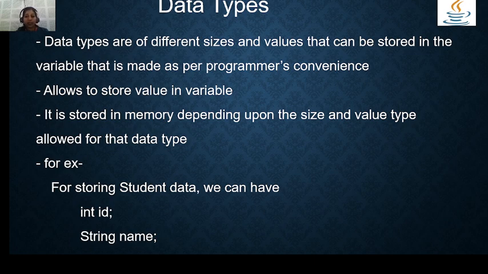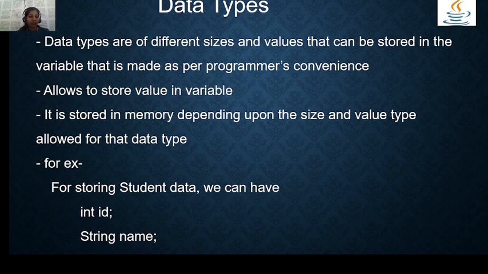So what is data type in Java? As the name suggests, data type specifies the type of the data that can be stored in a variable, and that variable name can be given by the developer or the programmer as per his or her convenience. So it allows us to store the value in the variable. When we are giving any data type and variable, it gets stored in the memory depending upon the size and the value type of that data.